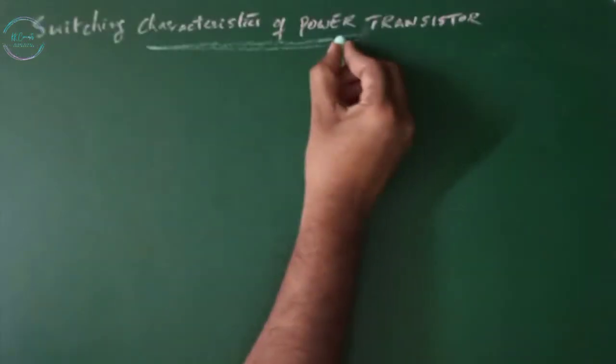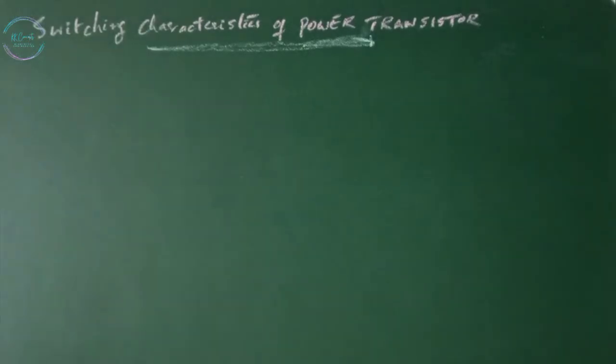Switching characteristics of a power transistor. A forward-biased PN junction has two parallel capacitances: one is the depletion layer capacitance and the other is a diffusion capacitance. Whereas the reverse-biased PN junction has only depletion layer capacitance. Under steady state conditions, these capacitances do not play any role, but under transient conditions, they influence the turn on and turn off behavior of the transistor.